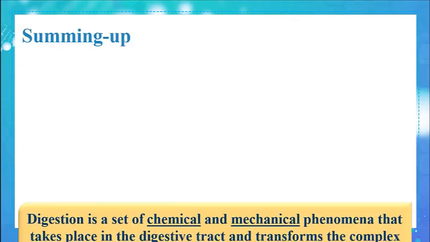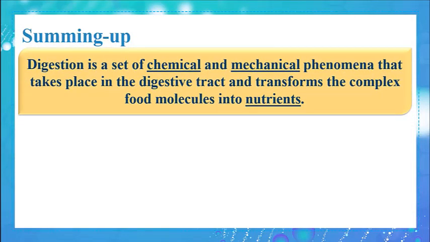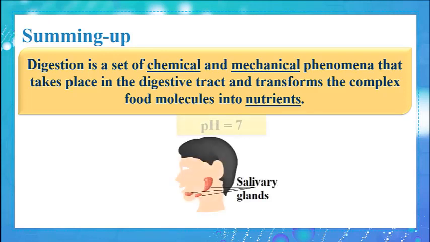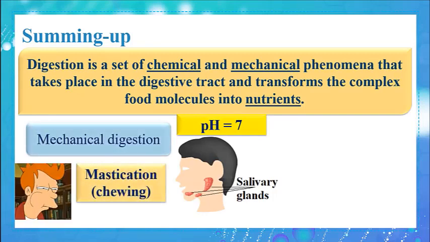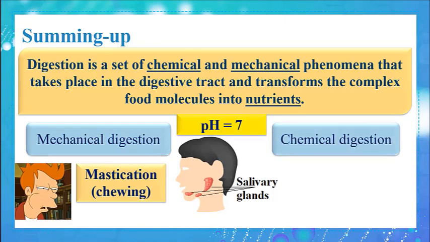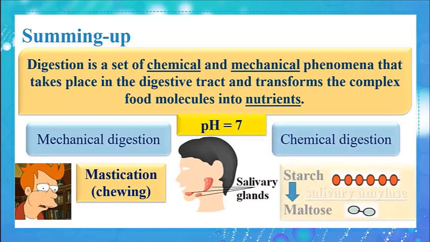Now let's sum it up. Digestion is a set of chemical and mechanical phenomena that takes place in the digestive tract and transforms the complex food molecules into nutrients. In the mouth, where the pH is equal to 7 and this is a neutral medium, the mechanical digestion includes mastication or chewing. On the other hand, the chemical digestion includes the transformation of starch into maltose under the action of salivary amylase.